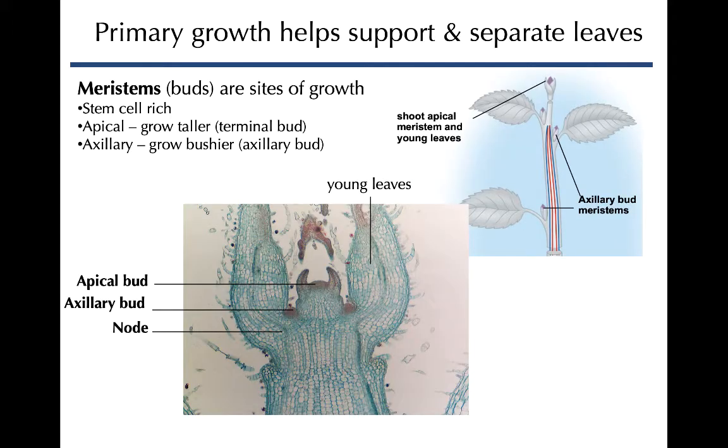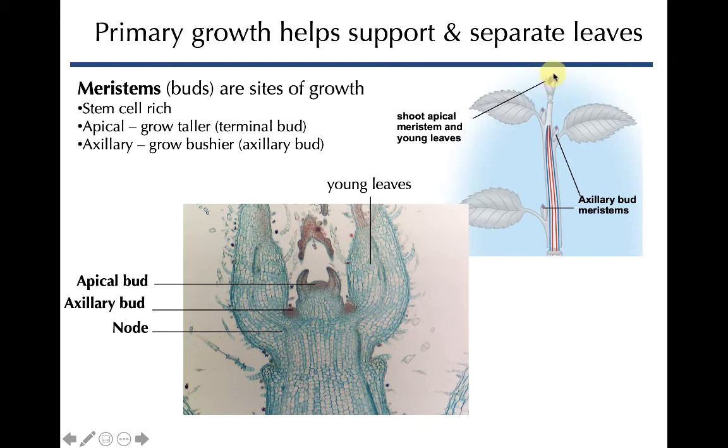Just like in the root, we call the region of growth the meristem. In shoots, they may also be called the buds. And these are stem cell rich. Stem cells are constantly dividing cells. They self-renew. And these are at the tips of the roots and shoots. And you can see here is the shoot example.